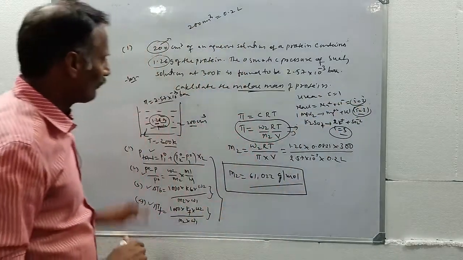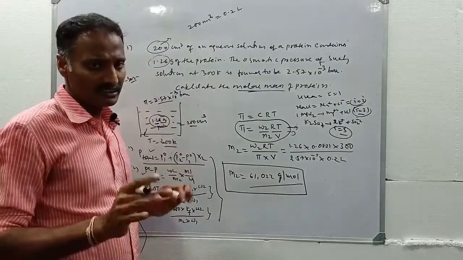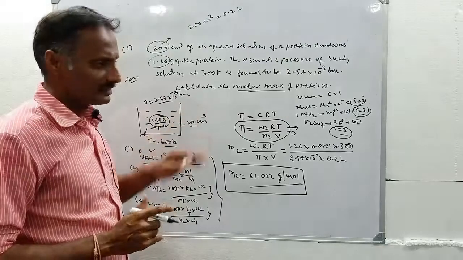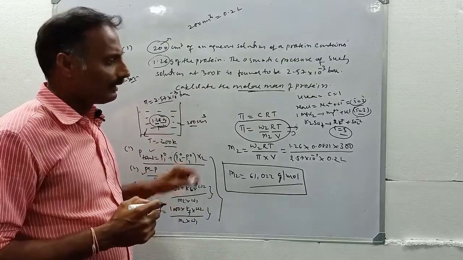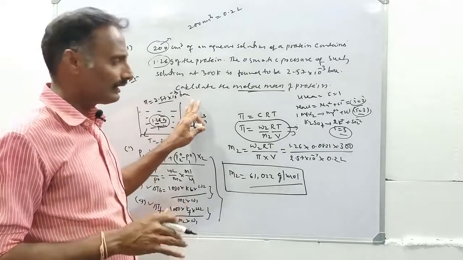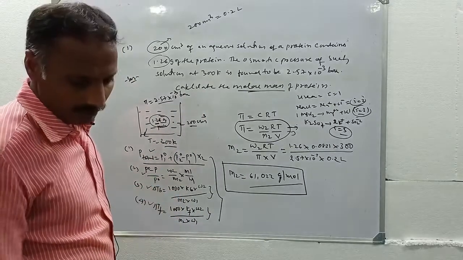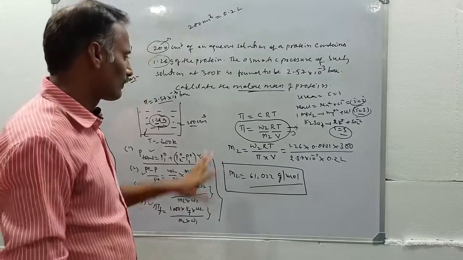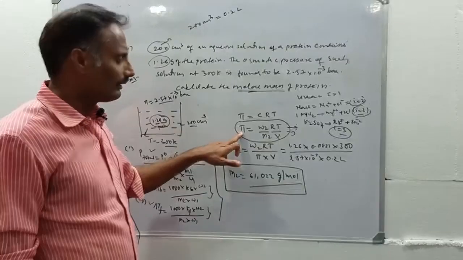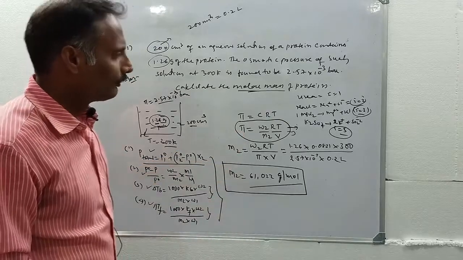Colligative properties are mainly applied for dilute solutions, but not concentrated solutions. Remember that point. These properties hold for dilute, very dilute and ideal solutions, but not concentrated solutions. And osmotic pressure is one of the best colligative properties used to measure the molar mass of proteins and biomolecules.